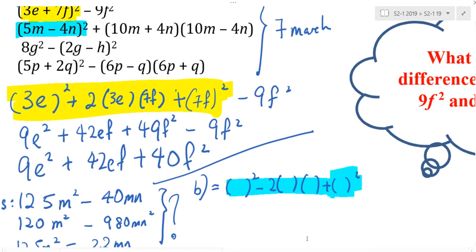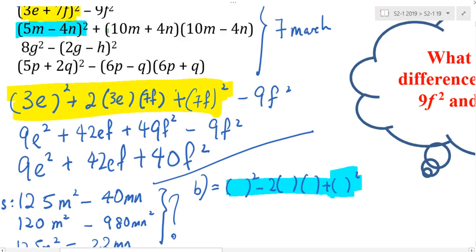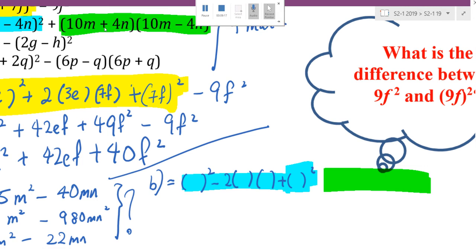Now next one, you see that there is this green thing, right? There are 2 brackets. Is this part of the formula? Jolie, this one looks like number 1, 2, or 3? 3. Why? Because this one has apple plus orange, apple minus orange. So what's the answer? What happens when apple plus orange, apple minus orange? What is the answer?